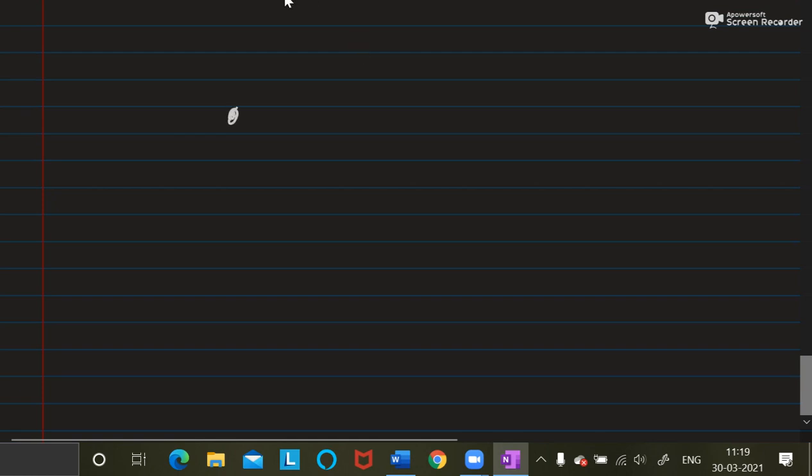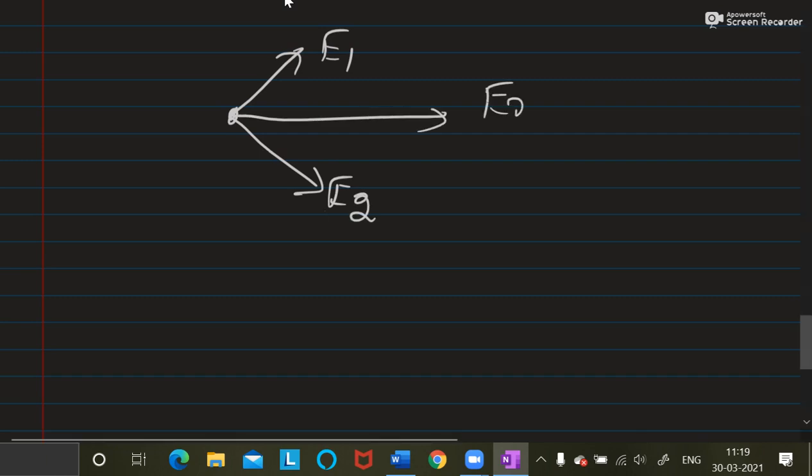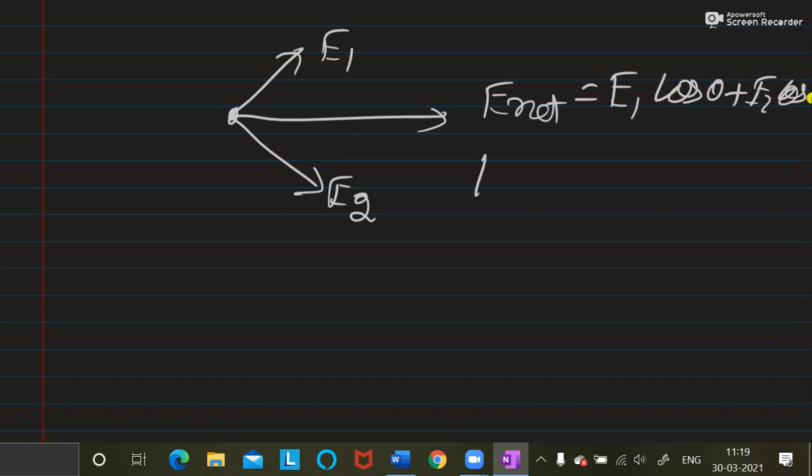In this point, E1 is this side, E2 will be this side. We want the resultant. This side, what is the net electric field? Net electric field is equal to E1 cos theta plus E2 cos theta. So E1 is equal to E2. In case these two are equal, what is the net electric field?